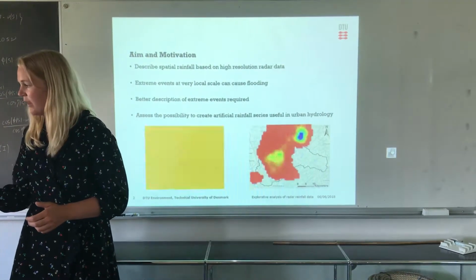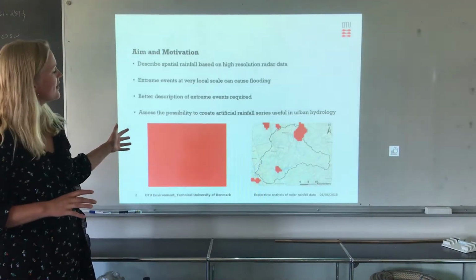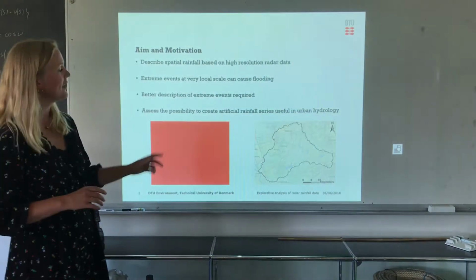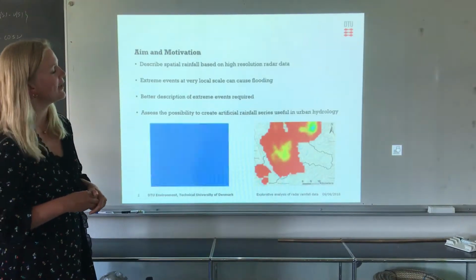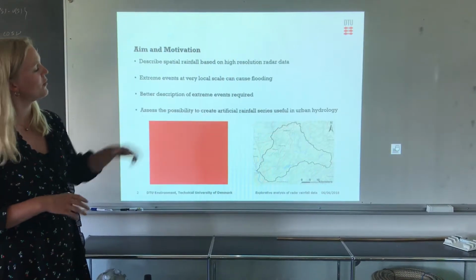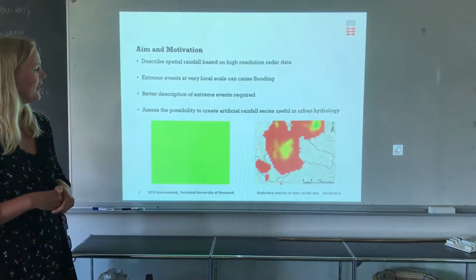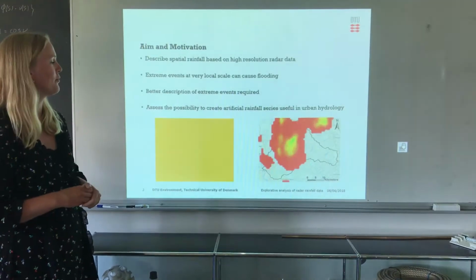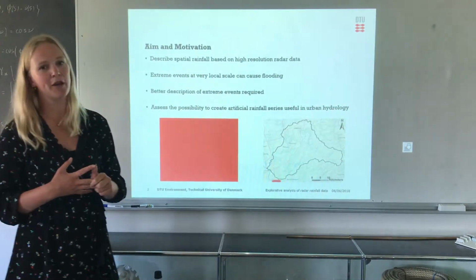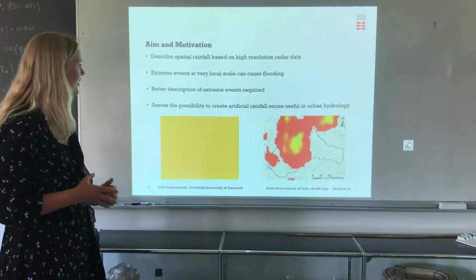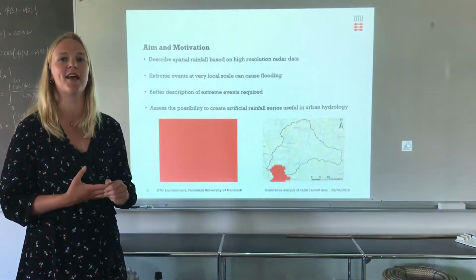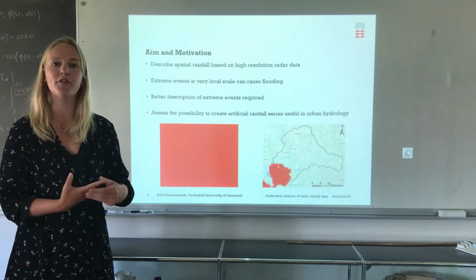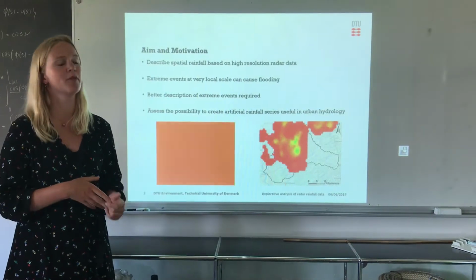So if the left picture symbolizes how we model rainfall today, the right image shows radar images of a storm moving over the catchment for the same area. And as we can see, I hope that it's quite clear that there's room for improvement in describing rainfall in a better way. So this project has analyzed the possibilities of using radar data statistics for artificial rainfall simulations useful in urban hydrology.